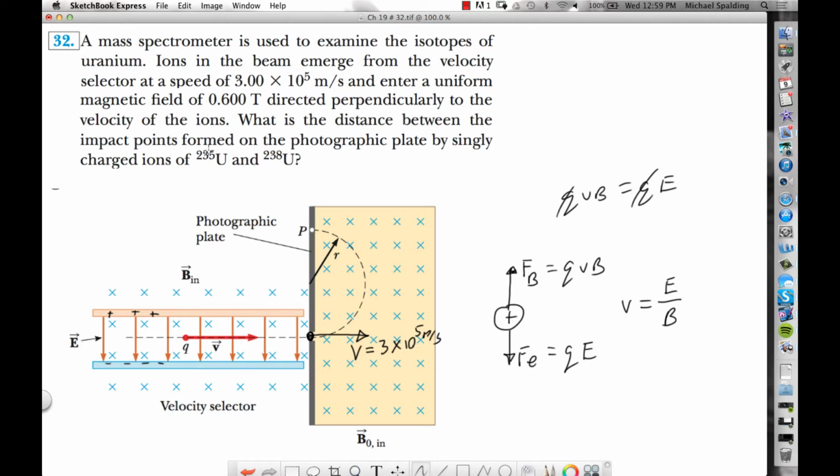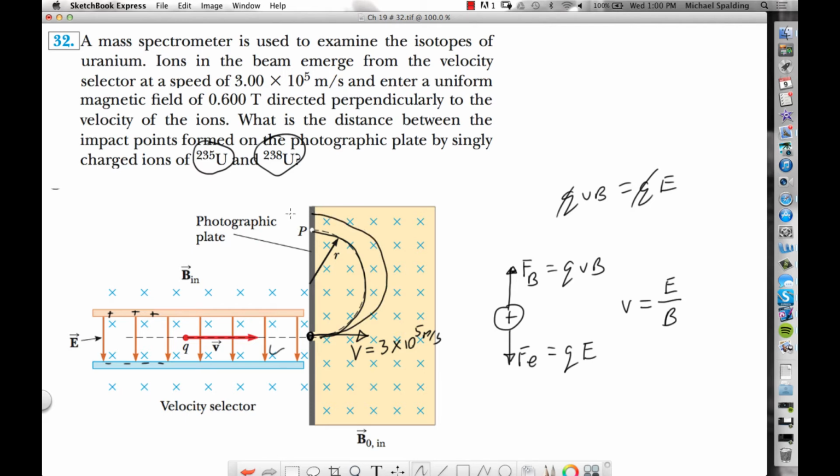Now here's the deal. Since they have different masses, right? This one has 235 protons and neutrons. This is 238. So the masses are going to be different. So as a result of a different mass, one particle is going to have a smaller circle path, and the other particle is going to have a larger circle path.